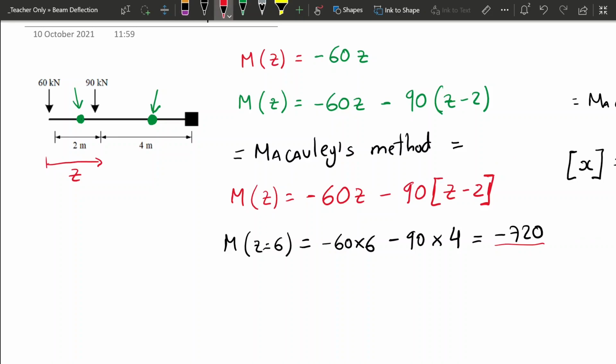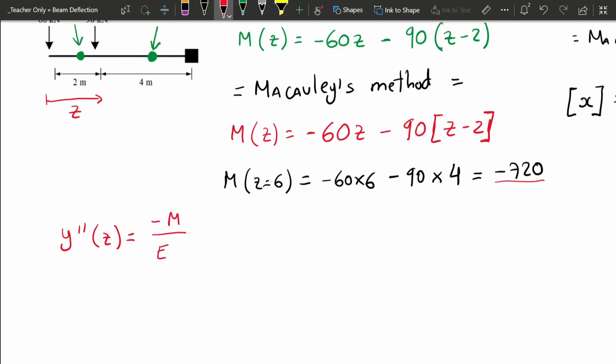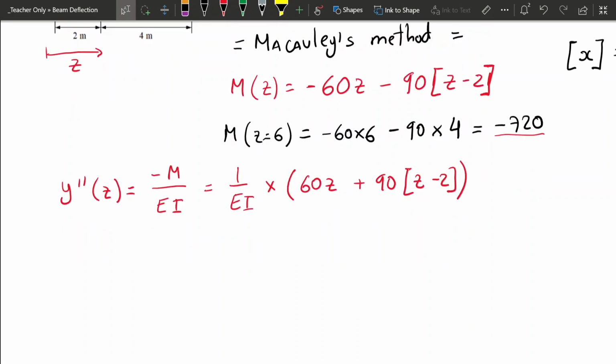So now that we have this, we can continue to say that our curvatures are nothing more than minus M divided by EI. So we can write this as 1 over EI times, and I'm going to take the moment equation and flip the sign and get 60z plus 90z minus 2.